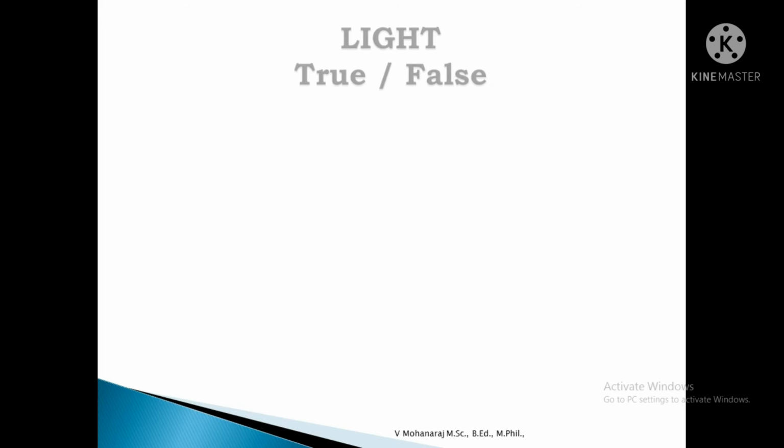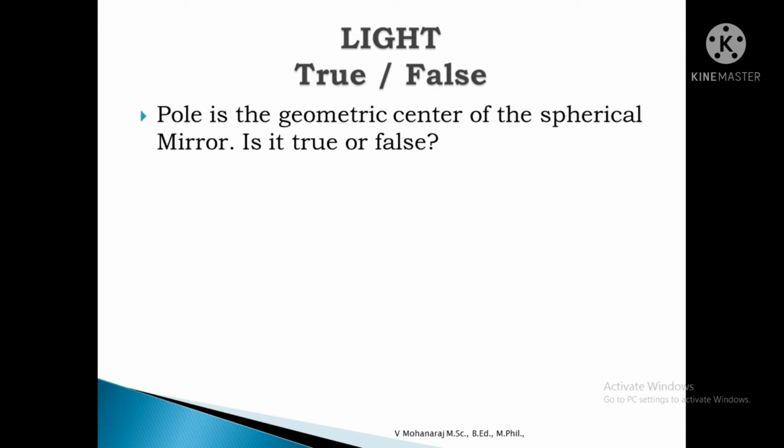Okay, right. Next one, true or false? Pole is the geometric center of the spherical mirror. Is it true or false? The answer is false, because the pole is the center of the mirror surface. The geometrical center of the spherical mirror is known as the center of curvature. So the answer is false.